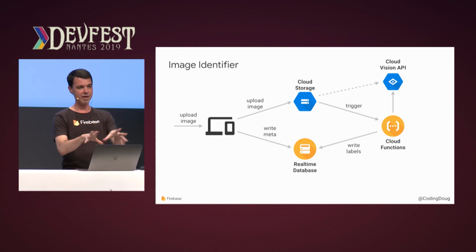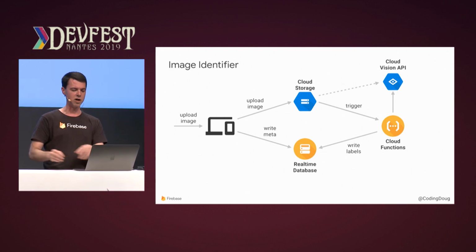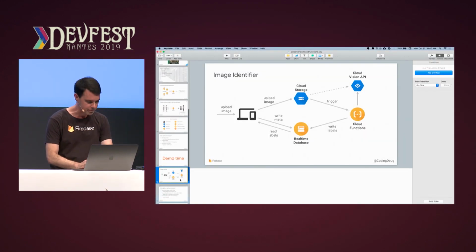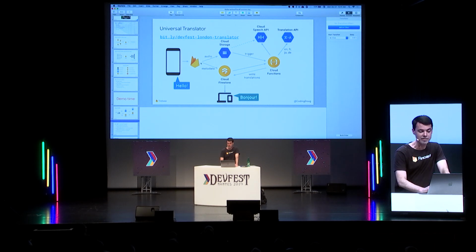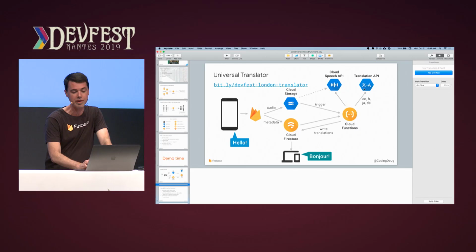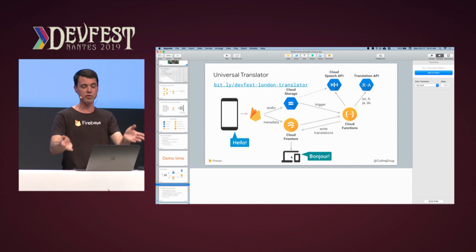So I'd like to make little diagrams of these things. I have another talk, actually, where I wrote a universal translator that uploads audio to cloud storage, triggers a Cloud Function, pulls the speech out of that using Cloud Speech API, translates it to a bunch of different languages, and writes those translations to Cloud Firestore, where those get distributed to a web app. So this is actually a really fun demo, and I have code for that as well.